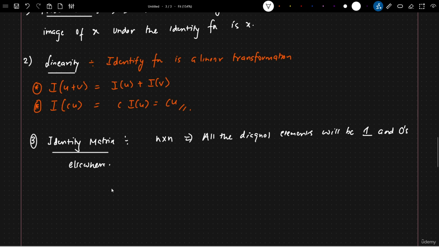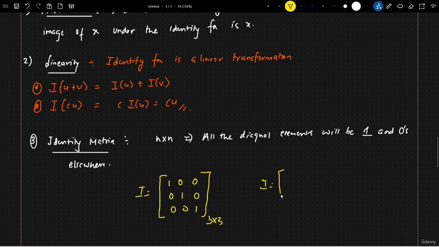Let me just go ahead and denote it. Let's say if I have a 3 cross 3 matrix, then I will be denoting my identity matrix as 1 0 0, 0 1 0, 0 0 1, right? So this is basically my 3 cross 3 identity matrix. I can also define a 2 cross 2 identity matrix. Here I can write 1 0 0 1. So when I say diagonal elements, these are my diagonal elements with respect to 1.